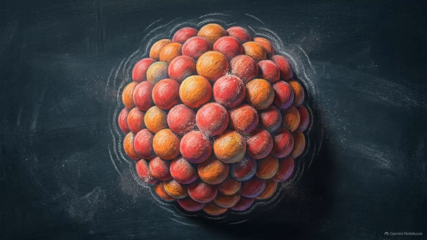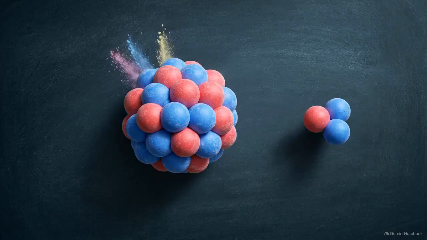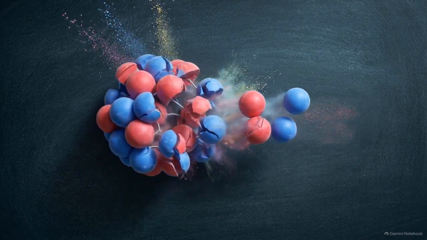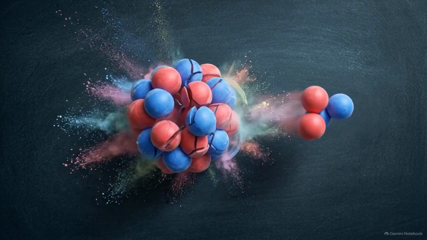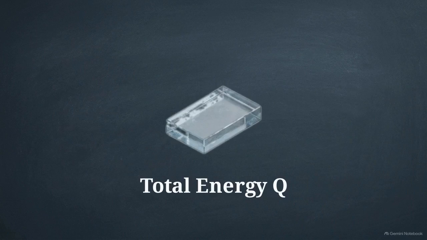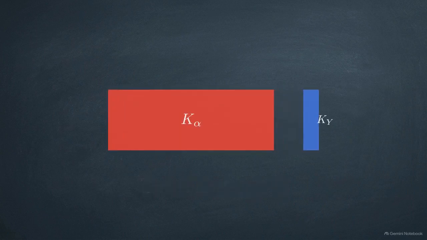Heavy nuclei relieve extreme mass instability through alpha decay. In this process, the nucleus ejects an alpha particle, which is a helium-4 nucleus consisting of 2 protons and 2 neutrons. The mass difference between the parent and products defines the total energy, Q, available for the decay. Knowing the total energy Q, we can determine how that energy is partitioned between the recoiling daughter nucleus and the alpha particle. We can derive this partitioning by applying 2 fundamental conservation laws.